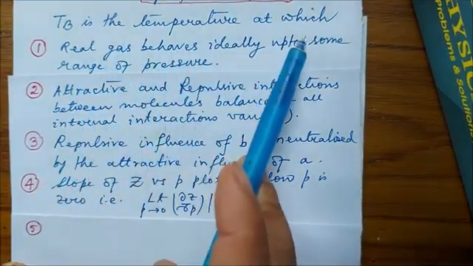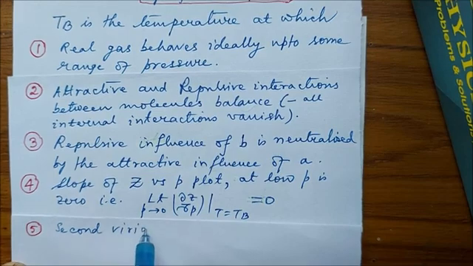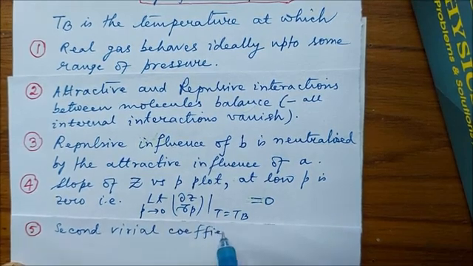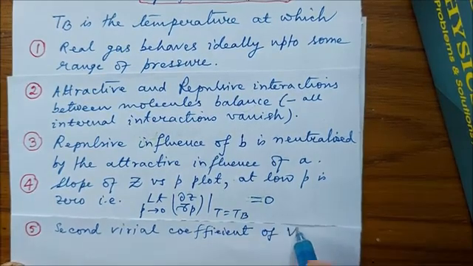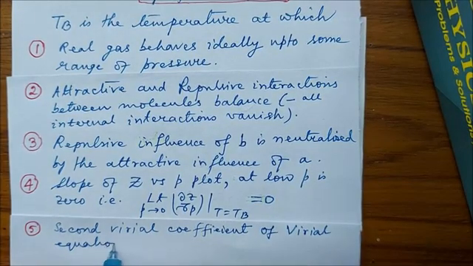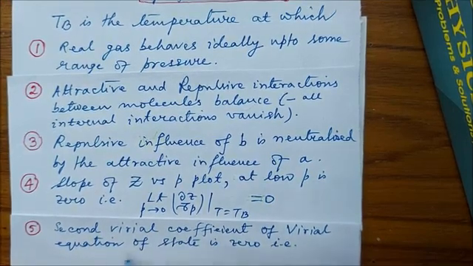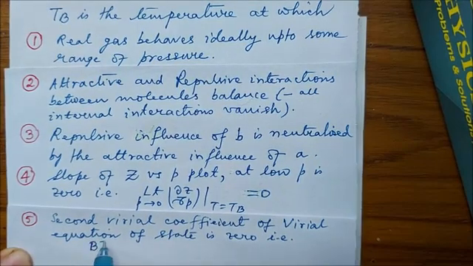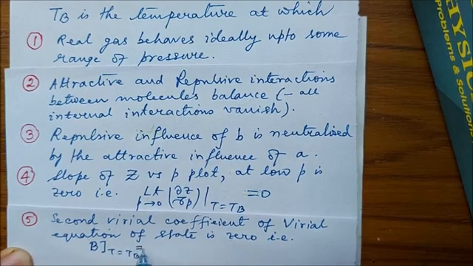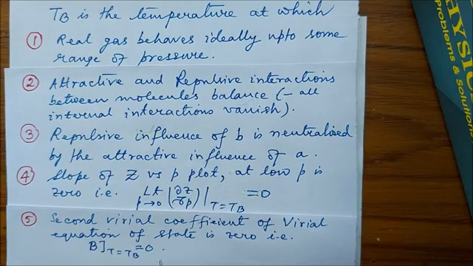Boyle temperature is that temperature at which the second virial coefficient of virial equation of state is 0. That is, the second virial coefficient is denoted by B. In the next video on Boyle temperature, we will derive expression of this Boyle temperature and then proceed to solve some problems on Boyle temperature.